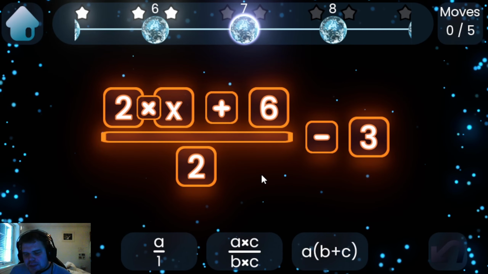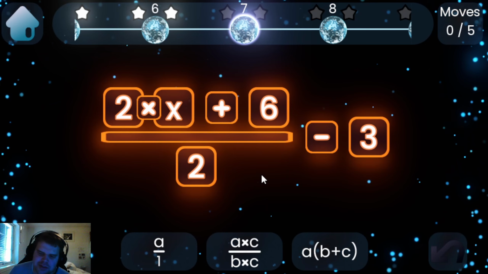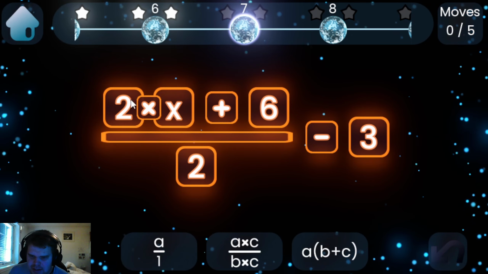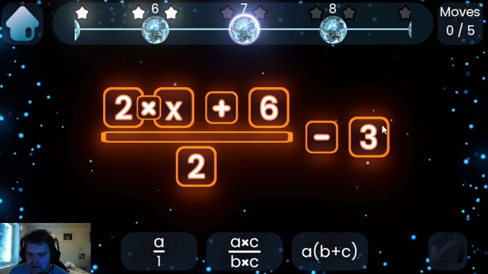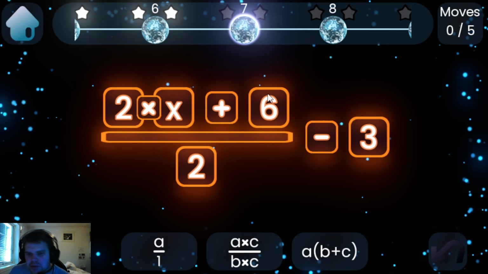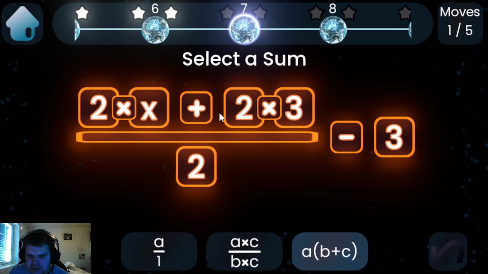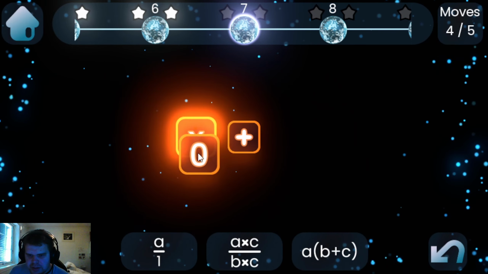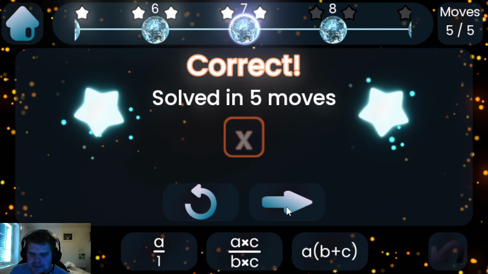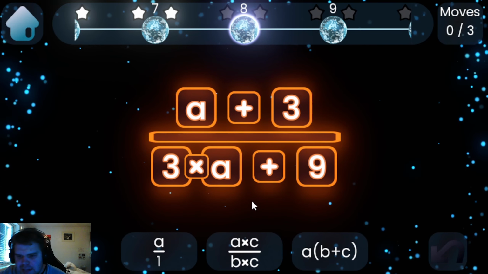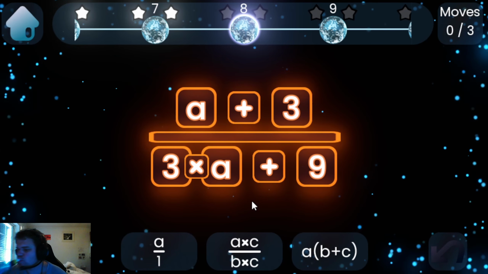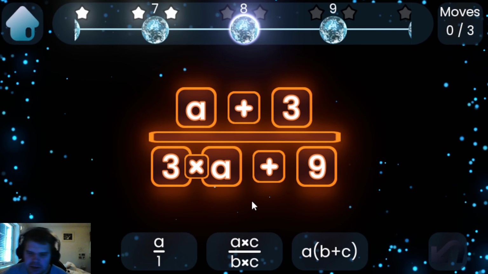This level is the math story. Like, think of a number, multiply it by 2, add 6, divide the sum by 2, subtract 3, and you end up with a number. Let's see if that's correct. Let's see if we end up with x. Look at that. You end up with x. So that's the algebraic expression of that math magic trick that I've seen floating around on Facebook and stuff.